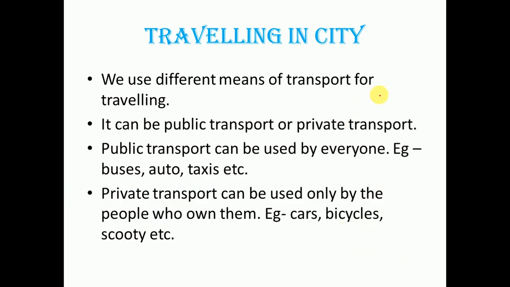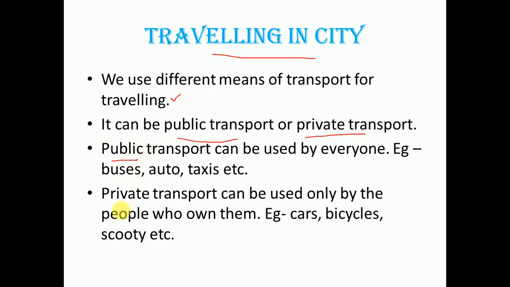Now we'll see how do we travel in a city. Traveling in city. So for traveling in city, we use different means of transport for traveling, right? It can be public transport or private transport. अब public transport और private transport क्या होता है? Public transport, it can be used by everyone. Example, buses, auto, taxi. Right, बसेस में ऐसा तो नहीं है कि कोई specific कोई individual ही जाएगा, सभी कोई जाते हैं बस में, ऑटो में भी, टैक्सी में भी. So it is a public transport, it can be used by all the people.